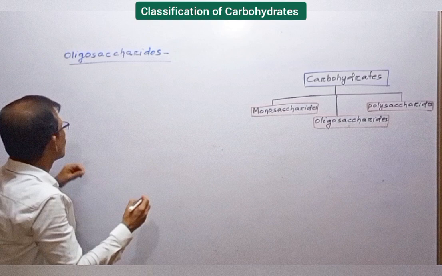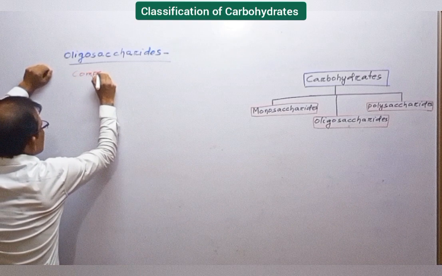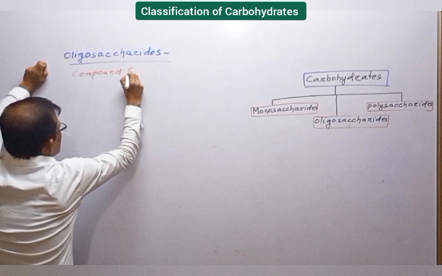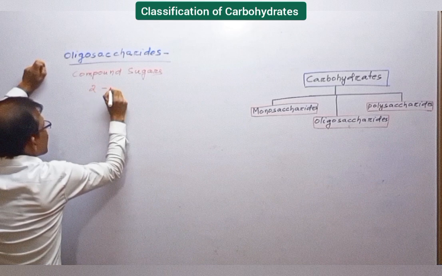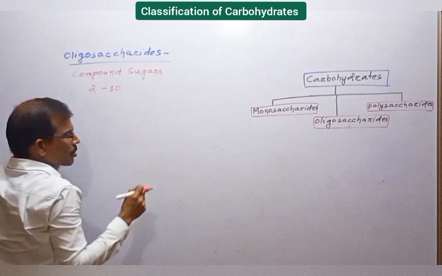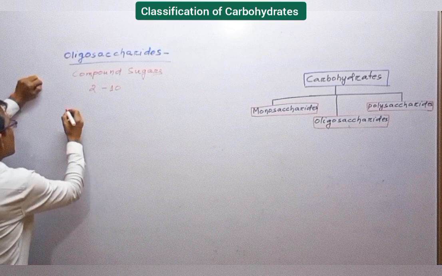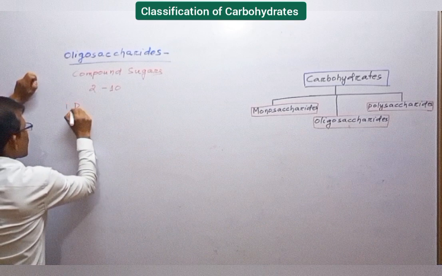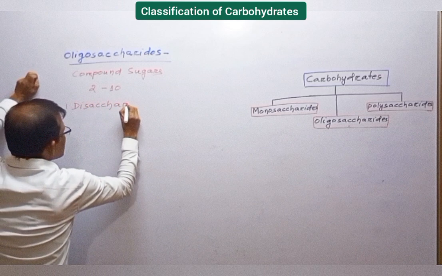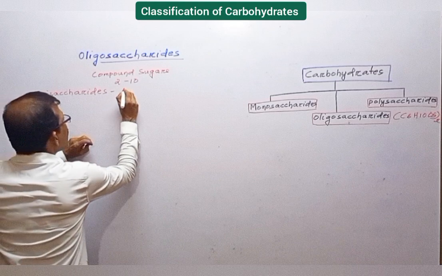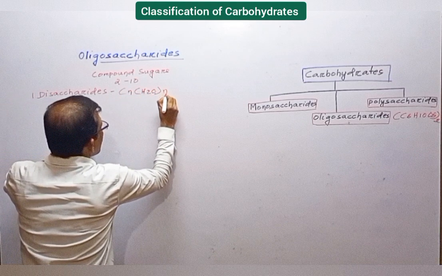Second one is oligosaccharides. Oligosaccharides are compound sugars. They yield 2 to 10 same or different monosaccharide units upon hydrolysis. The oligosaccharides which are composed of 2 monosaccharide units are known as disaccharides. Its general formula is CnH2n-2On-1.